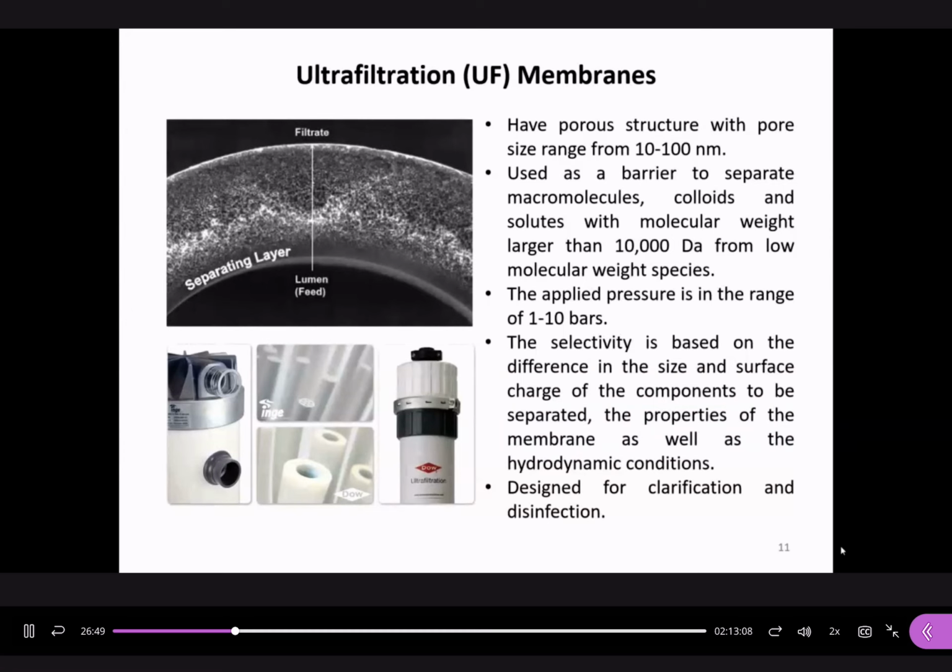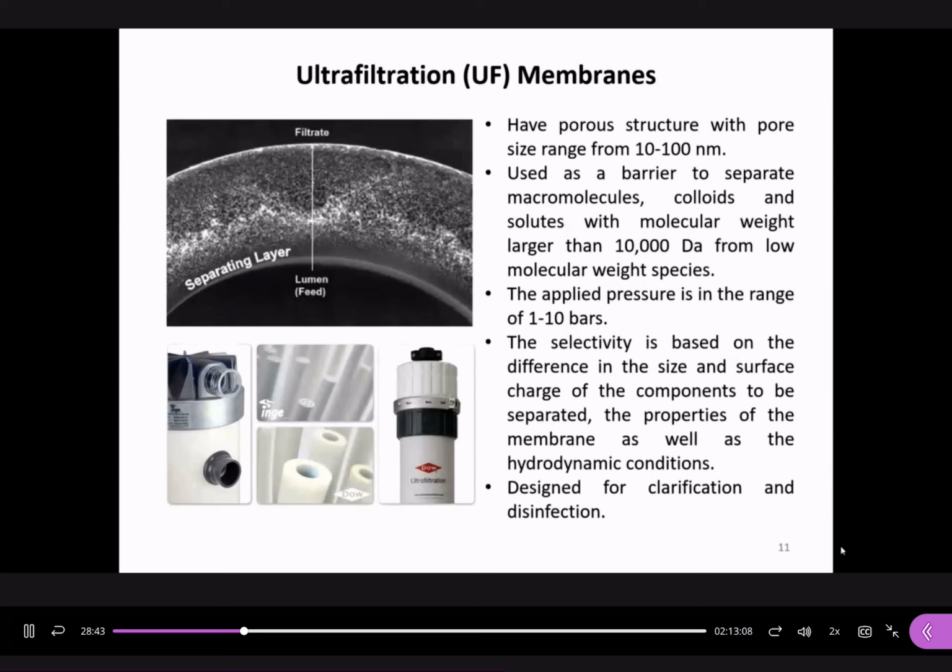What we can separate: macromolecules, large molecules, colloids, and solids with molecular weight larger than 10,000 Dalton. But still, 10 to 100 nanometer is a broad range. And within that range, you have many membranes to choose. So generally speaking, we have what we call tight ultrafiltration or loose ultrafiltration, right? Tight and loose. Applied pressure 1 to 10 bar, right? Because the pores are becoming smaller, you have to apply higher pressure to overcome the increased resistance. Selectivity is based on the size and charge, right? Because the pores are becoming smaller, the role of charge becomes more important. If you have a very large pore, the charge effect is small, because electrical interaction functions within a range of a few hundred nanometer. That's a typical range.